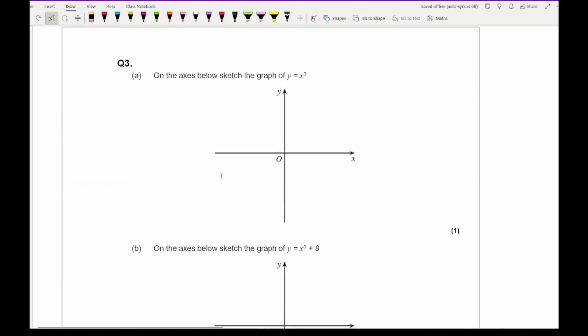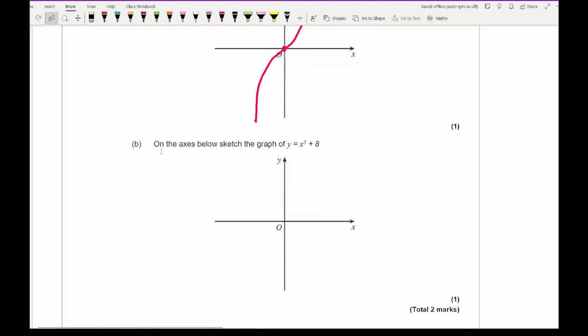Then moving on to question 3, it says on the axes below, sketch the graph of y equals x cubed. Now y equals x cubed is a cubic graph, and so it's going to look something like this, where the point of inflection is at the origin.